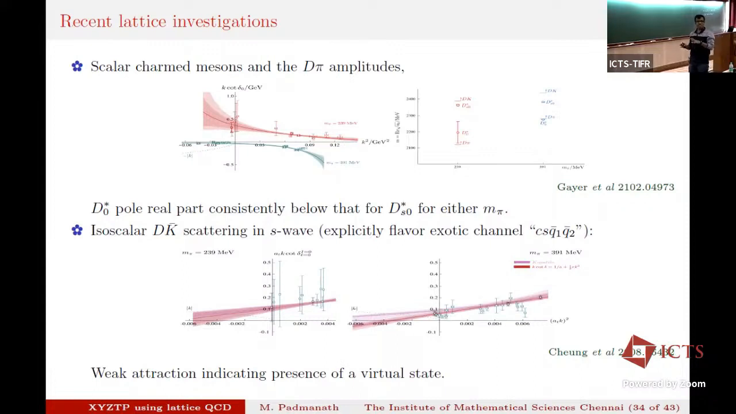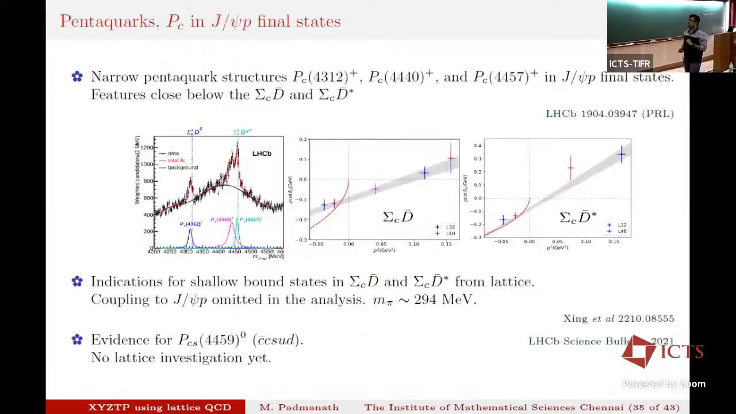So there is definitely some attraction between a D and a K meson kind of system, but it only leads to a virtual bound state kind of scenario. All right, towards the pentaquark.